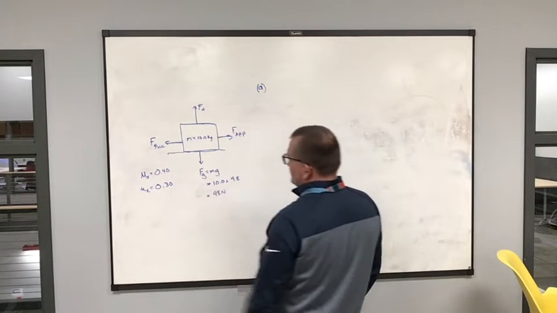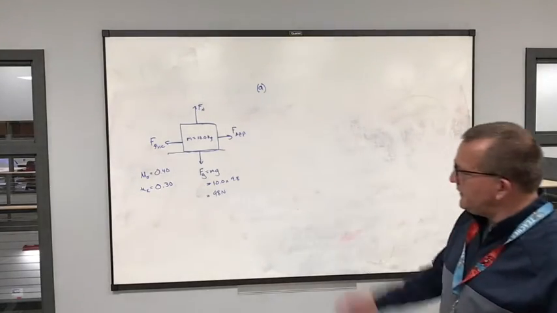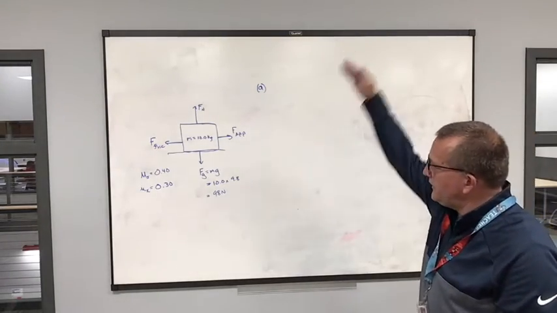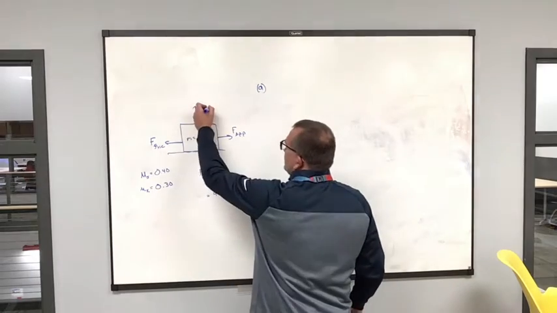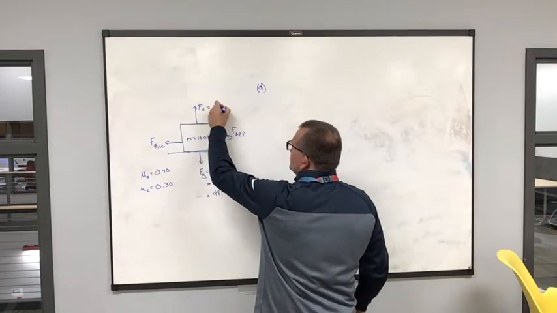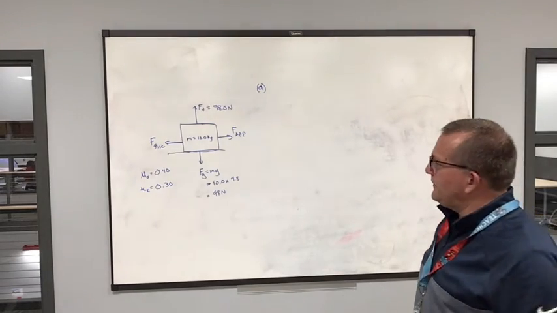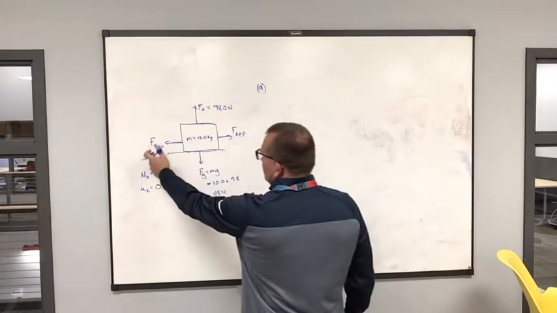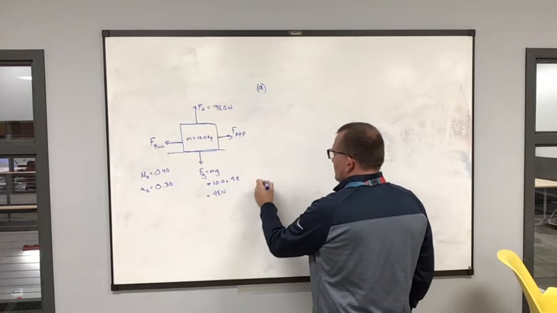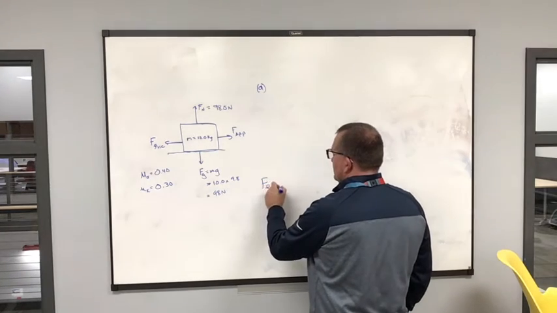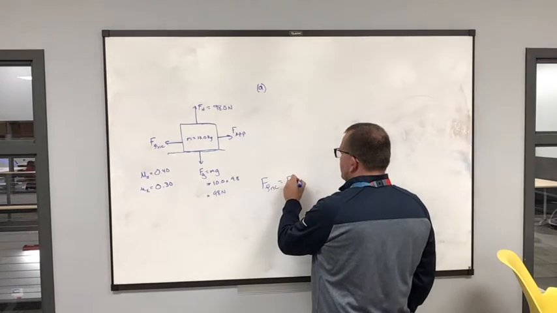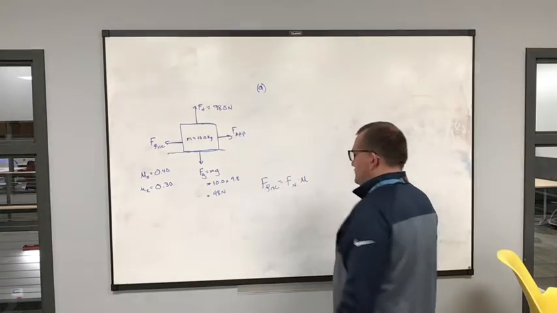So 98 newtons. If my weight's 98 newtons, and I'm not accelerating in the vertical, my normal force is also 98 newtons. Little trick there, you don't have to do a whole lot of math that way. Now, to find the force of friction is just normal force times the coefficient of friction.